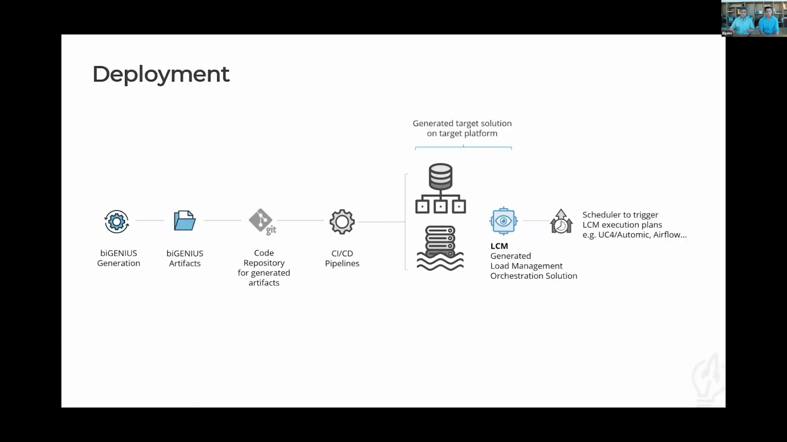So for the deployment, you see a way of how to do things. We have the generation of the artifacts. You store those artifacts in a Git repository, and then you can start the CI/CD, a continuous integration, continuous delivery pipeline that does everything. Of course, you can do this also manually. We have, for example, some PowerShell scripts that we can provide you with that help you in that area.